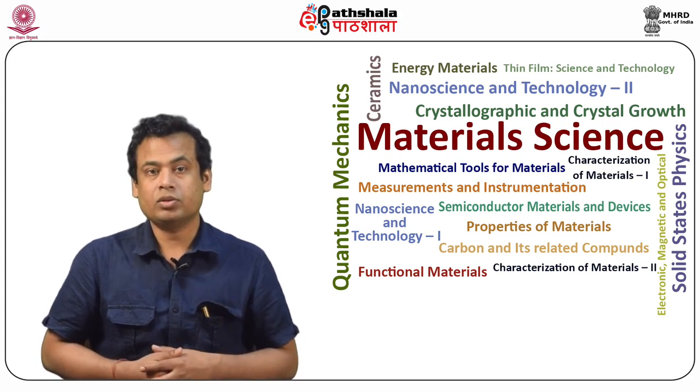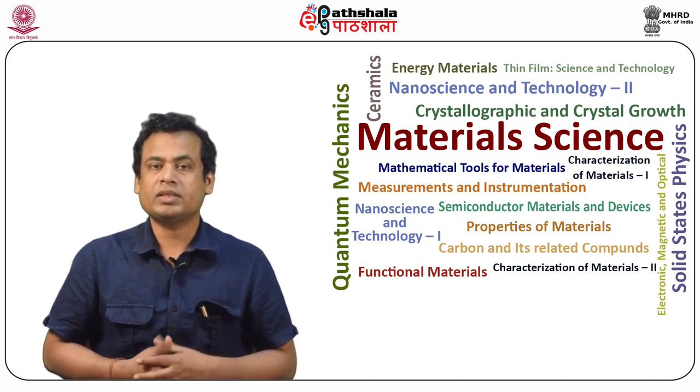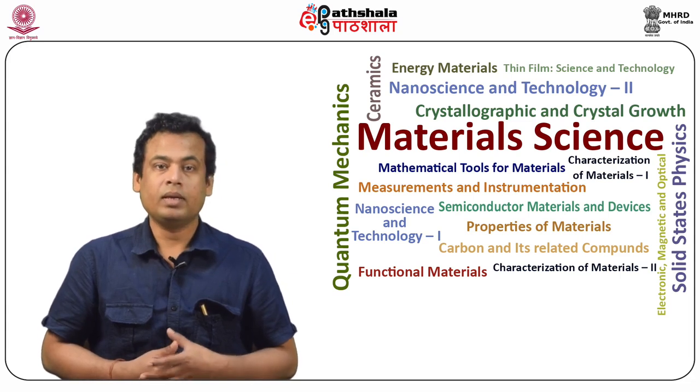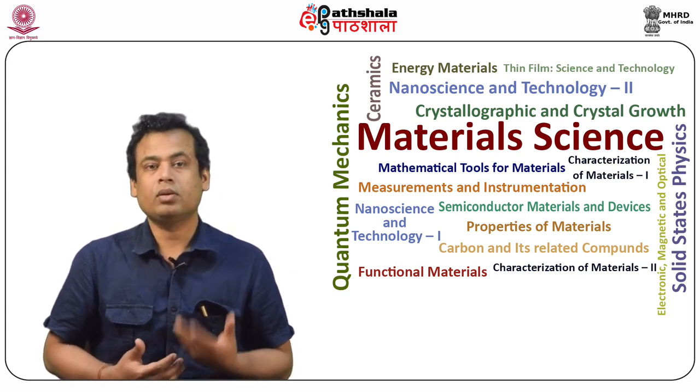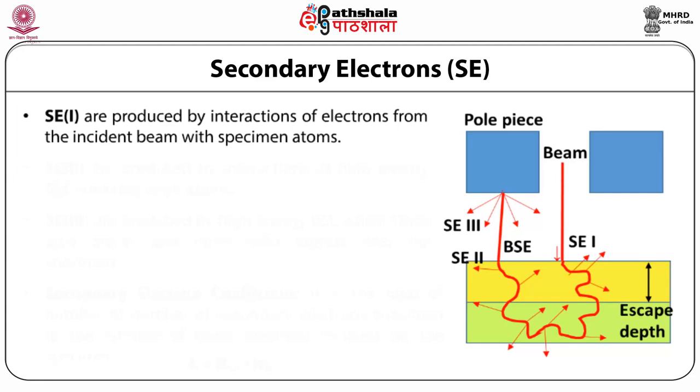For secondary electrons, the intensity is not sensitive to atomic number. It decreases as beam energy increases and increases with the angle of the tilt. The secondary electrons are generated by three different mechanisms. The SE1 are produced by interactions of electrons from the incident beam with specimen atoms. These SEs are produced in close proximity to the incident beam and represent a high lateral resolution signal.